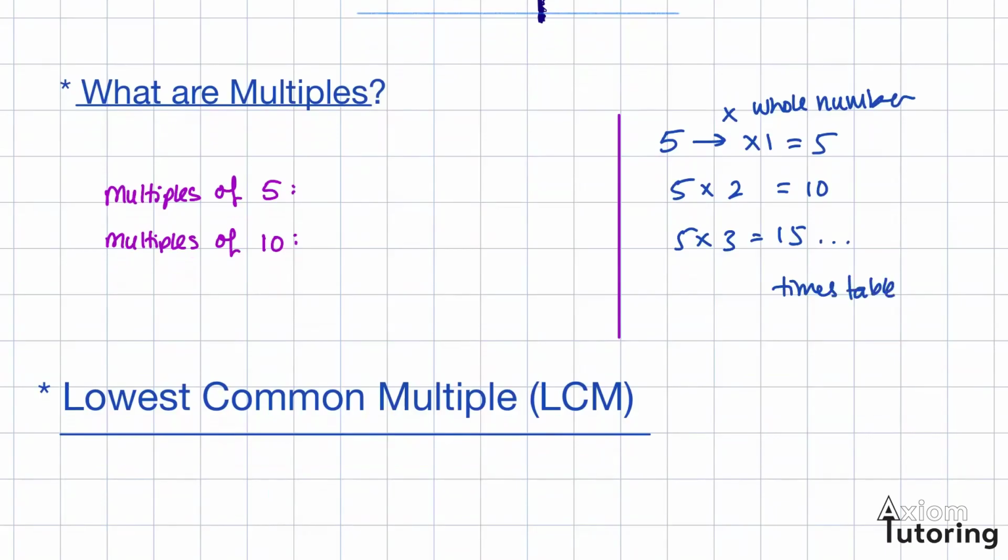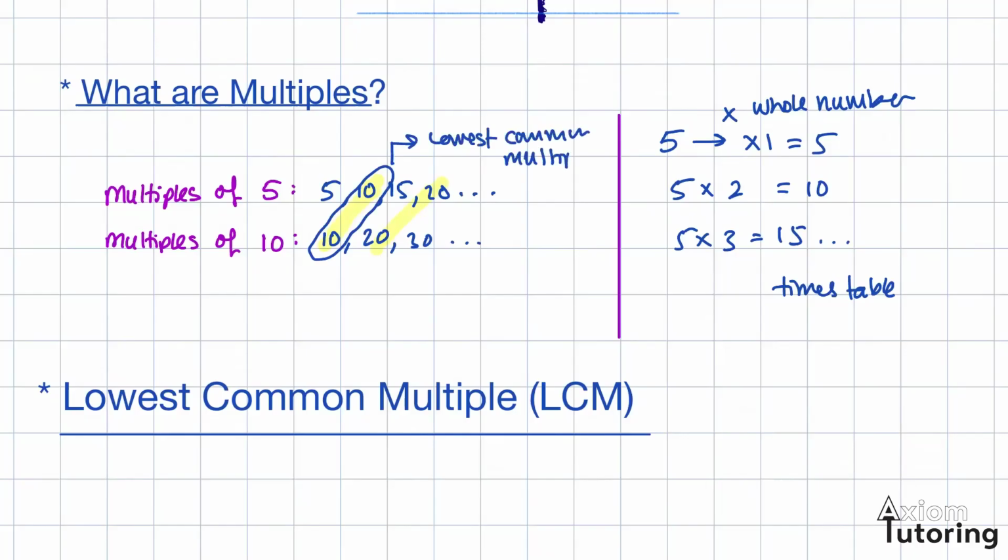So let's see what happens when we list out some of these multiples. The multiples of 5 are 5, 10, 15, 20, and so on. The multiples of 10 are 10, 20, 30, and so on. And you'll notice that some numbers have multiples in common. 5 and 10 have 10 in common, and 20 in common. The first number that appears in both times tables is the lowest common multiple, and we'll refer to it from here on as the LCM.